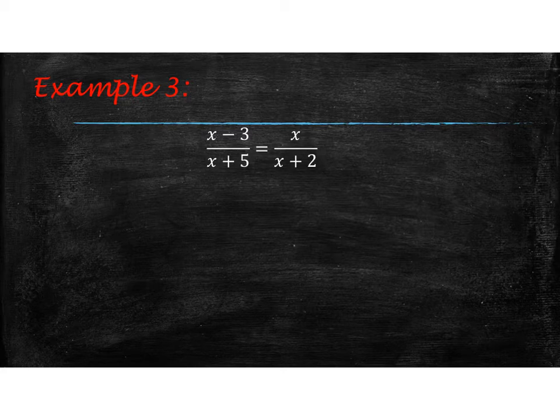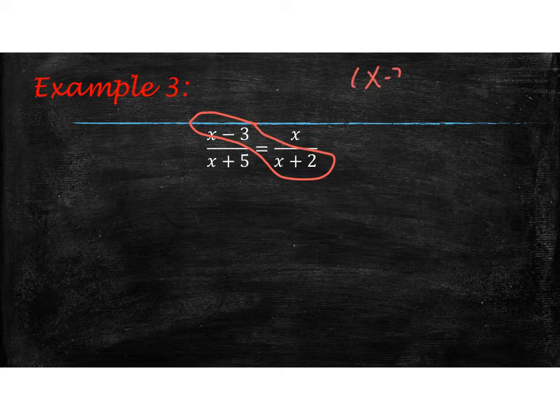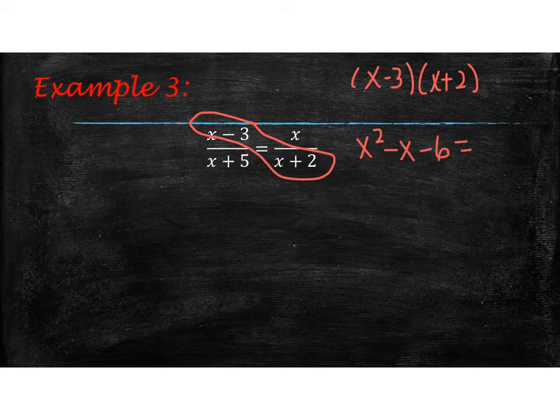Example 3. Go ahead and cross multiply. So we're going to do x minus 3 times x plus 2. Now, remember, if you have x minus 3 times x plus 2, you're going to have to use FOIL. So that's going to be x squared minus x and minus 6. Okay, equals. Then I'm going to do x times x plus 5, and so that's going to be x squared plus 5x.